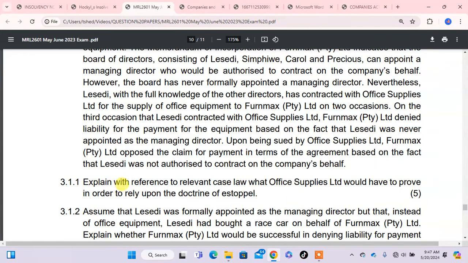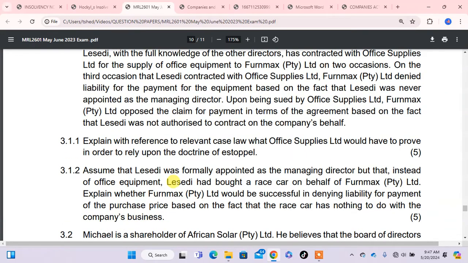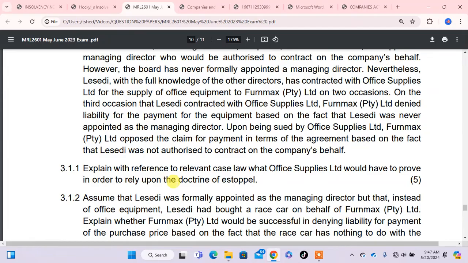Then number 3.1: explain, with the relevant case law, what the office means.